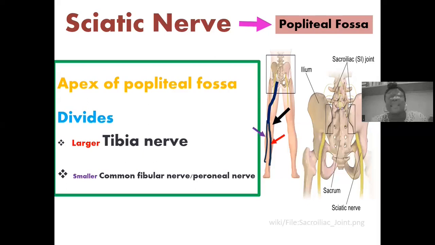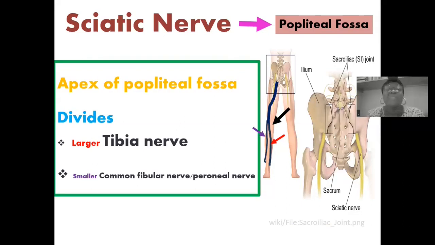And if we go back to where we started this lecture, we already established that the sciatic nerve is like a two-in-one nerve that is held together in a single connective tissue. Of course, it is at the upper border of the popliteal fossa, or the apex, that they are seen to now structurally divide into what they are made up of. And this is a larger tibial nerve and also a smaller common fibular nerve. This common fibular nerve is also referred to as the peroneal nerve, and this is what is represented here in this image.